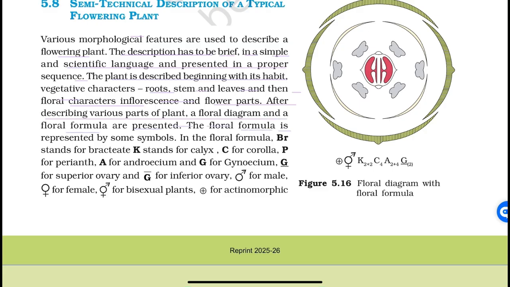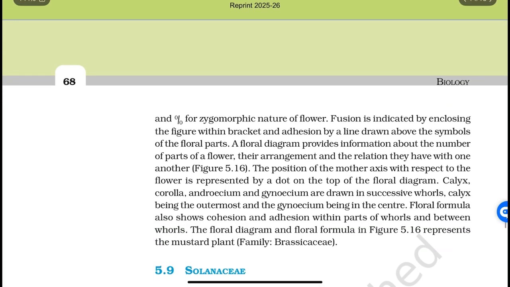The floral formula is represented by some symbols. In the floral formula, Br stands for bracteate, K stands for calyx, C for corolla, P for perianth, A for androecium, G for gynoecium. This type of G for superior ovary, this type of G for inferior ovary, this for male, this for female, this for bisexual, this for actinomorphic, and this percentage sign for zygomorphic nature of flowers.